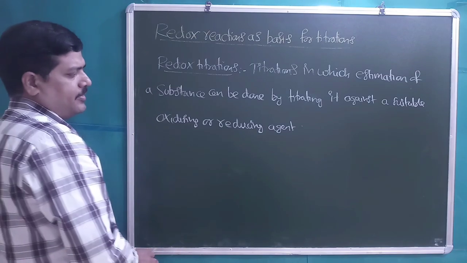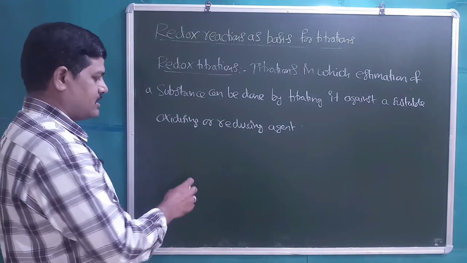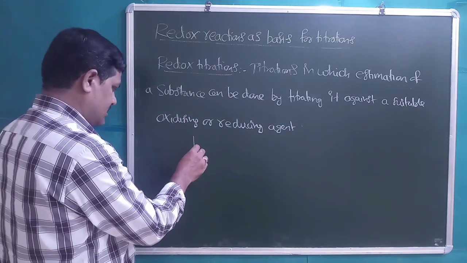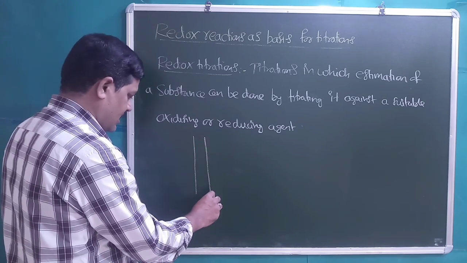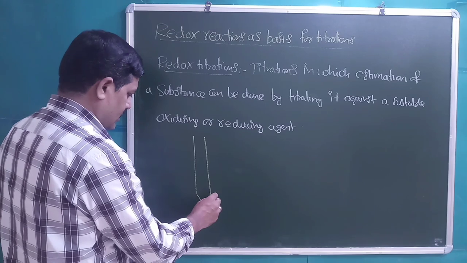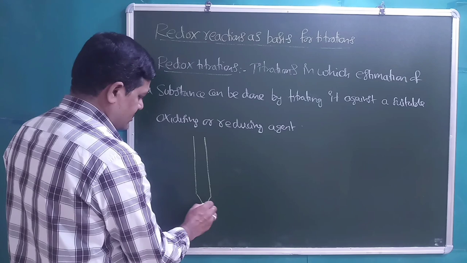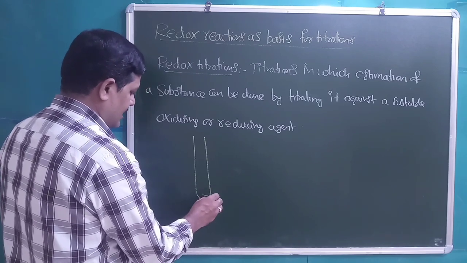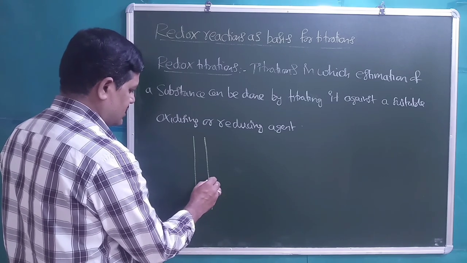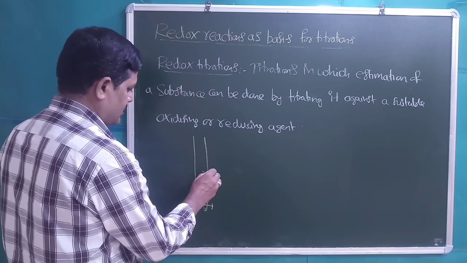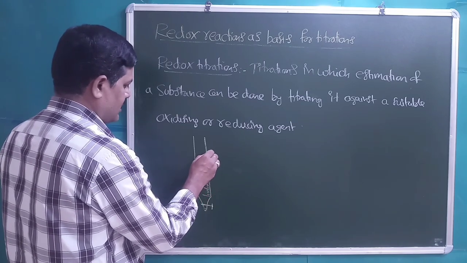Students, for example, if you want to estimate the concentration of oxalic acid, then it is generally done by titrating against potassium permanganate in the acidic medium. In the burette, we have to take potassium permanganate. The burette is filled with the standard potassium permanganate solution whose concentration is known.